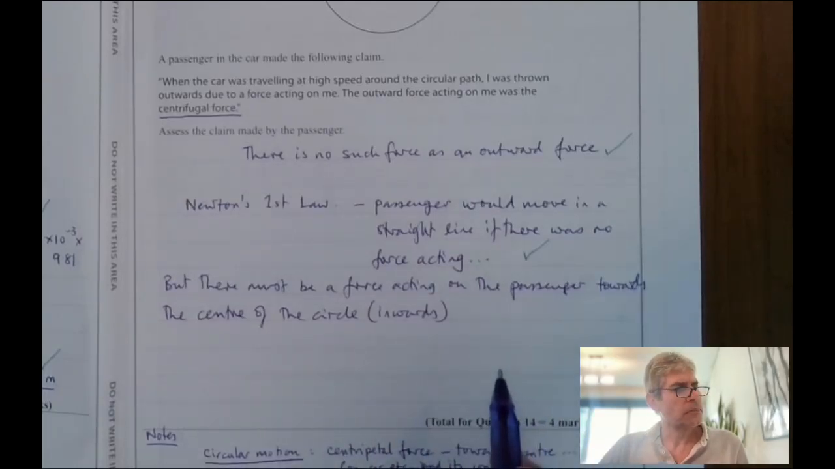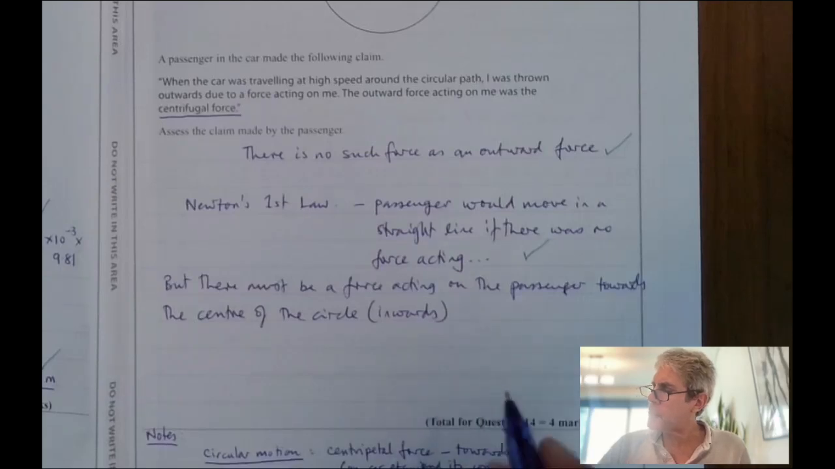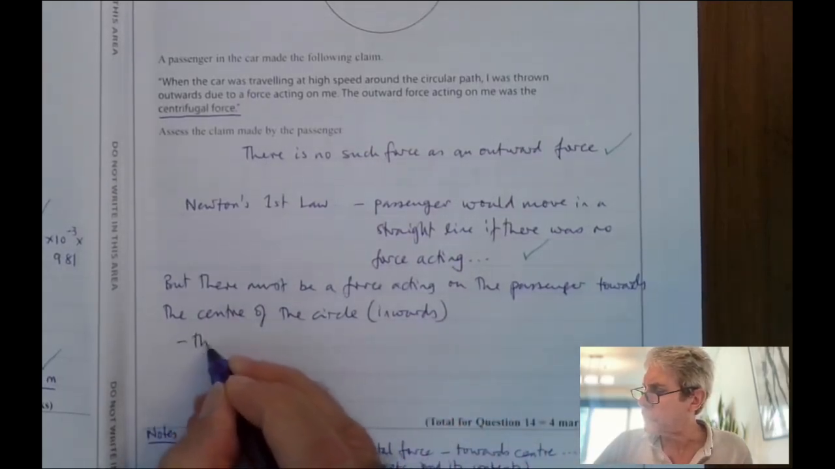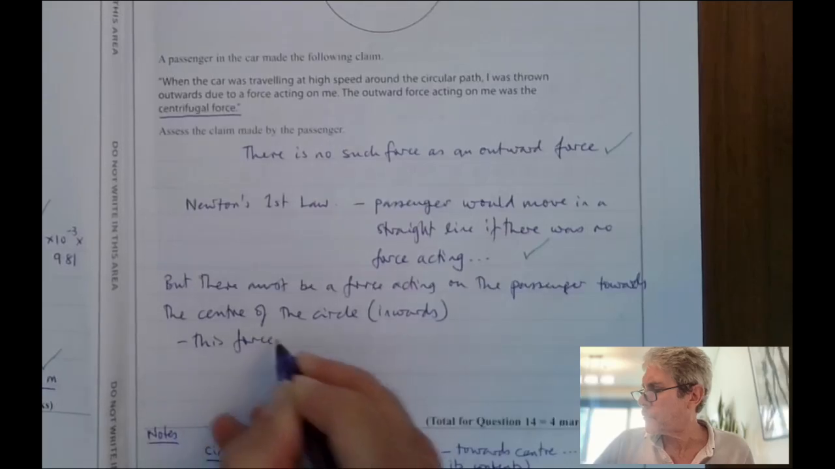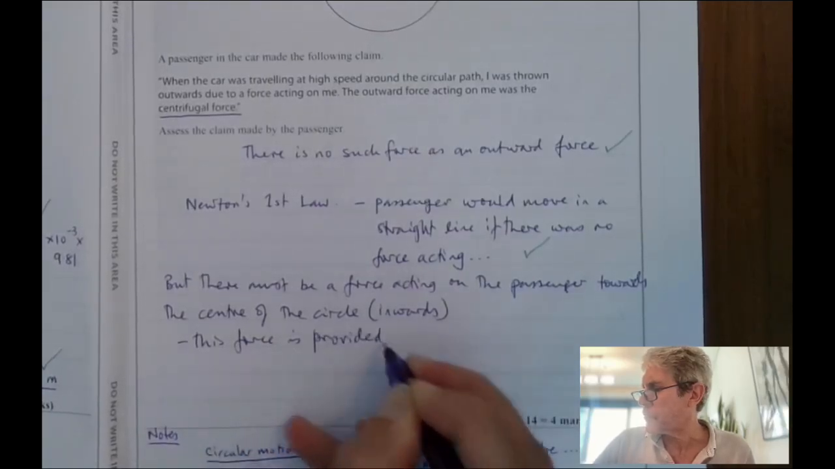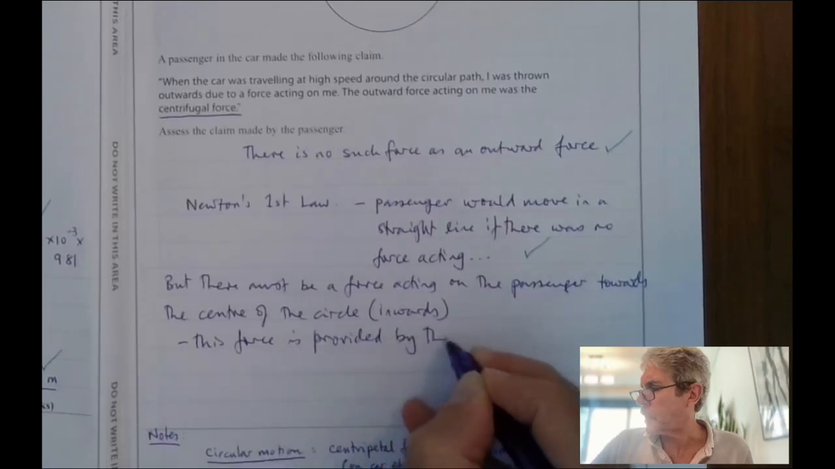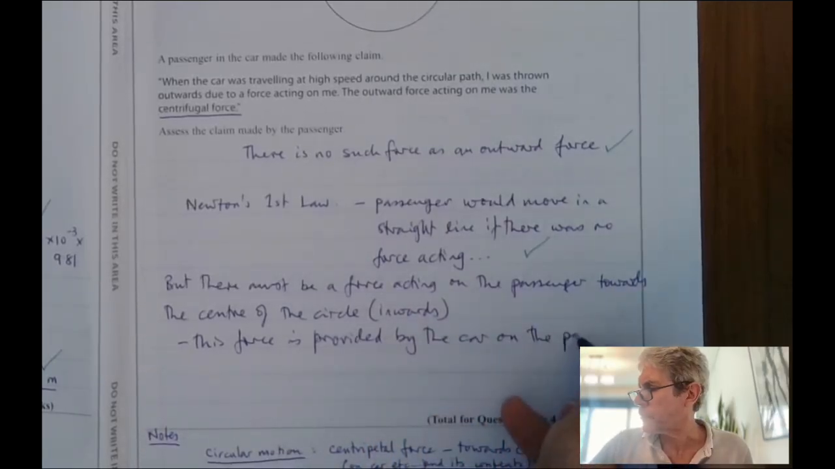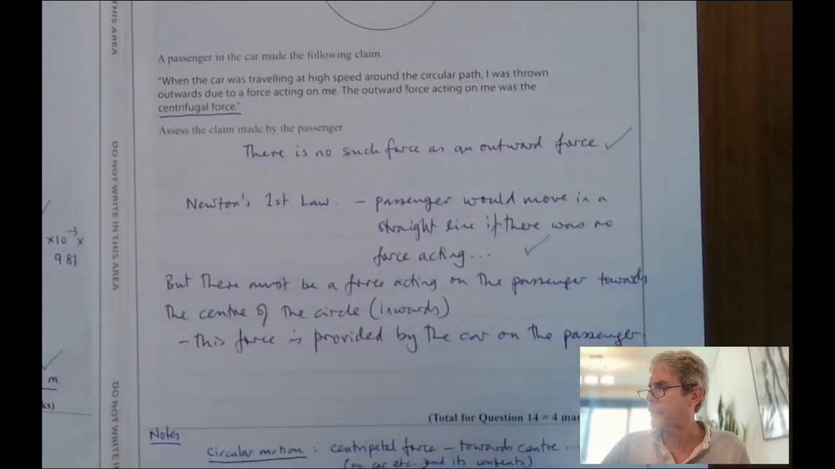And what provides that inward force acting on the passenger? This force is provided by the car on the passenger. Now, how that happens, yeah, it could be that if your car is going really fast around the circle, the person will feel pushed towards the door.